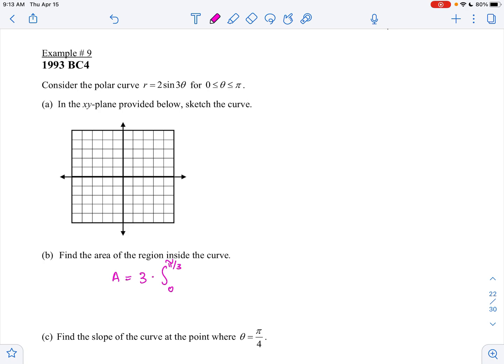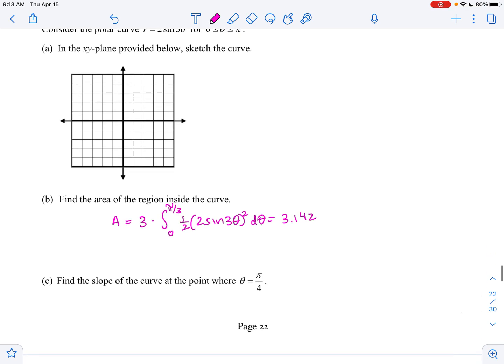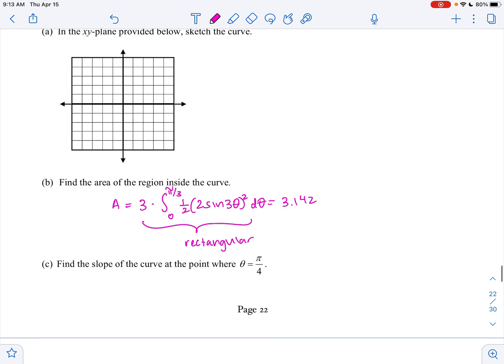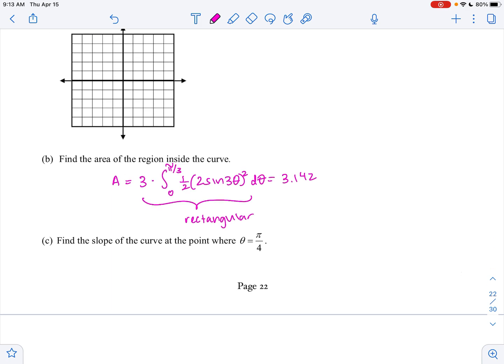And the formula itself is 1/2 R squared. So 1/2, we could also put the 1 on the outside, 2 sine of 3 theta squared d theta, and the answer should be the value that you get for pi, so 3.142. On your calculator, you guys are going to enter this in rectangular coordinate form, so no need to be in polar form. Find the slope of the curve at theta equals pi over 4.